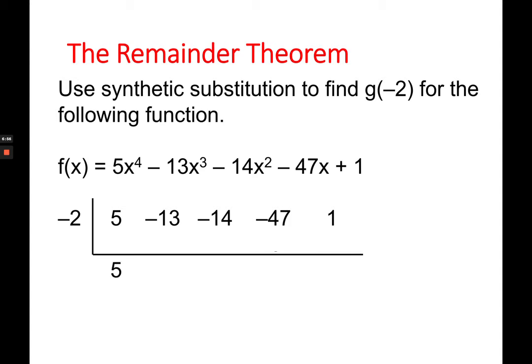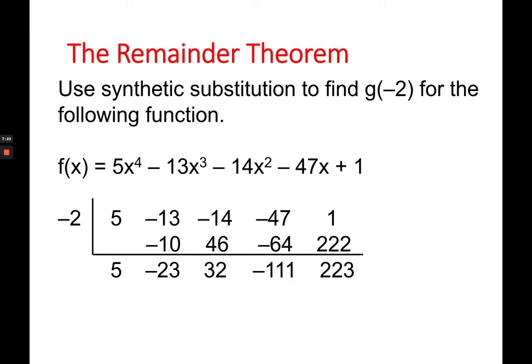Bring down 5. 5 times negative 2 is negative 10, negative 23. Negative 23 times negative 2 is positive 46. 46 minus 14 is 32. 32 times negative 2 is negative 64. This will be negative 111. Negative 111 times negative 2 is positive 222. Plus 1, 223. That's the remainder of your g of negative 2.